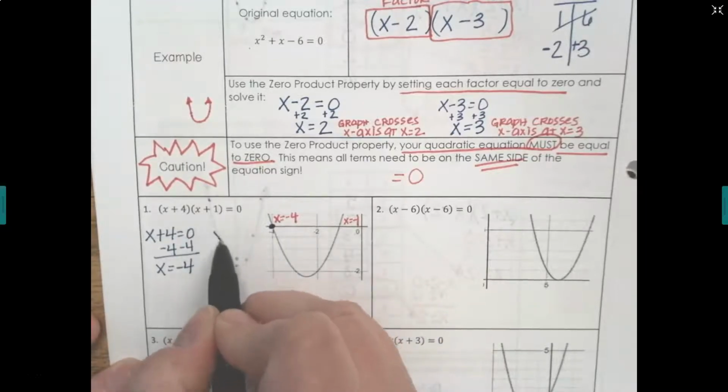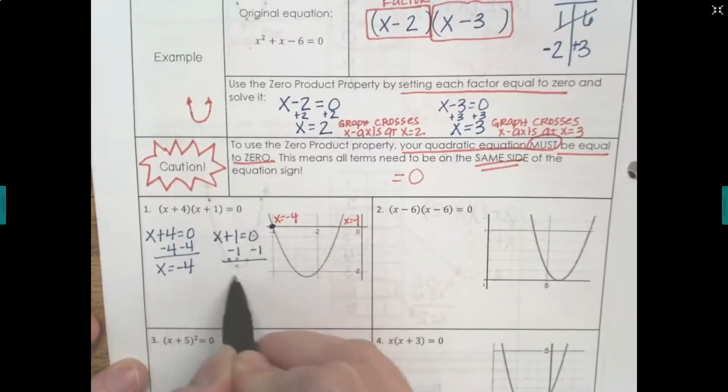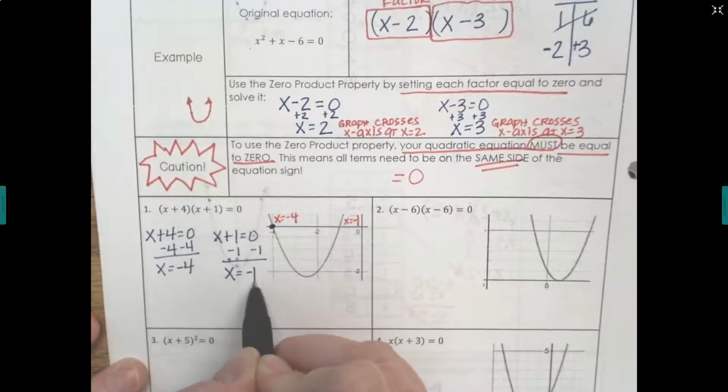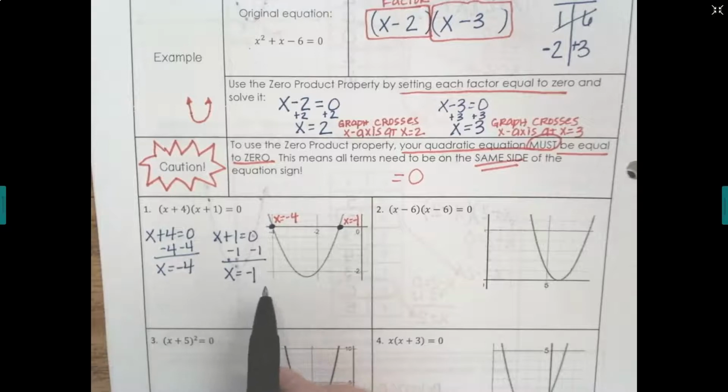And then I had x plus 1 equals 0. So when I solve it, I get x equals -1, which was right there. So you can see how they relate directly to their factors.